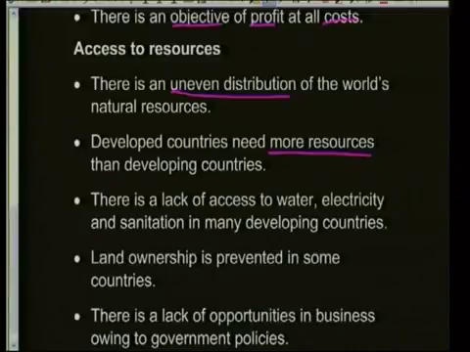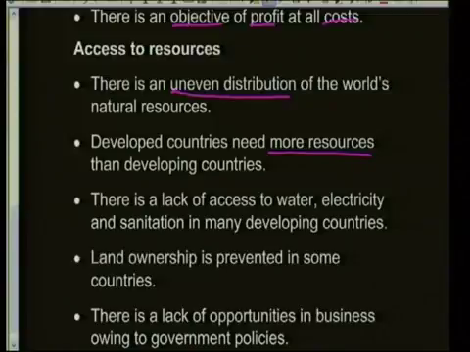Developed countries need more resources than developing countries, okay? That's purely because they have the skills and technology to know what to do with those resources. Developing countries unfortunately have a lot of unskilled labor which cannot effectively process those raw goods and turn them into something for a higher profit. There's a lack of access to water, electricity and sanitation in our developing countries. That goes hand in hand with development.